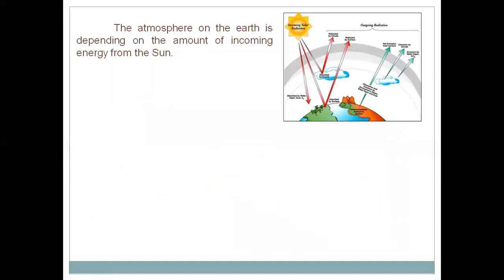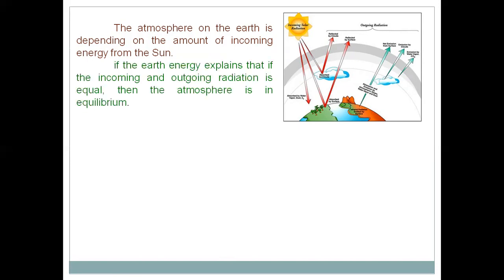You see here, the atmosphere on the earth depends on the amount of incoming energy from the sun. If the incoming energy from the sun is very less, that day is very cold. If the incoming energy from the sun is more, that day is very hot, we know. So the earth's atmosphere depends on the quantity of solar energy. The earth's energy balance explains that if the incoming radiation from the sun is equal to the outgoing radiation from the earth, then the atmosphere is in equilibrium.